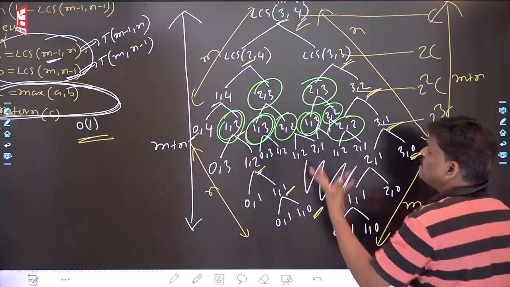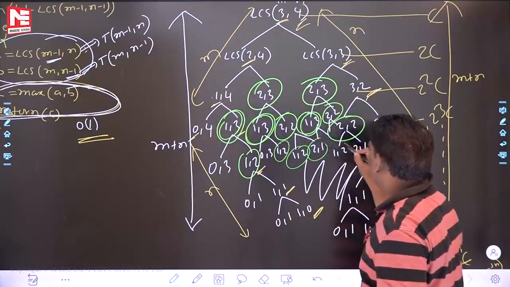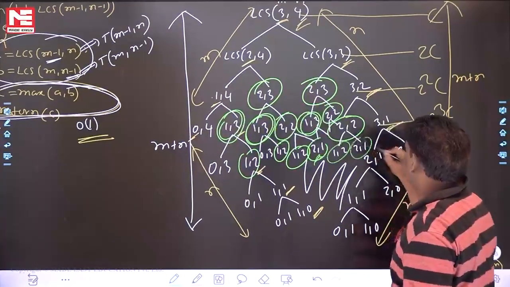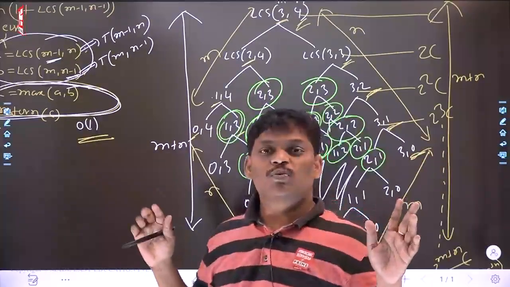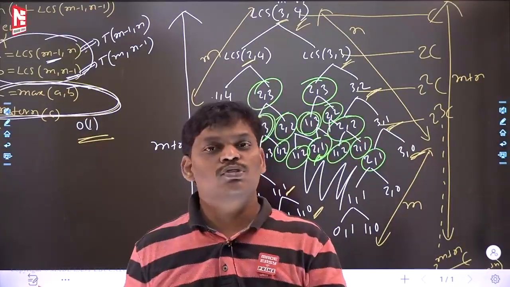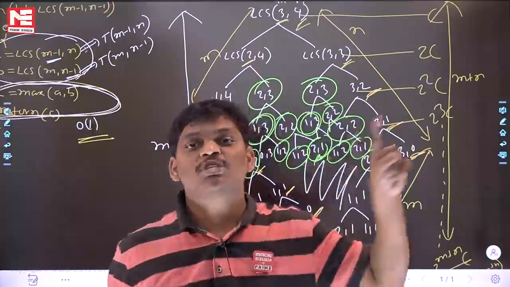See, many places repetition. 1, 2, 1, 2, 1, 2. So many times, right? 2, 1, 1, 2, 1, 2, 2, 1, 2, 1. Many repetitions are there. So what I want to say, the recursive program, whatever you have done until now, it is a brute force. In that brute force, every possibility is covered, but many times repeated.